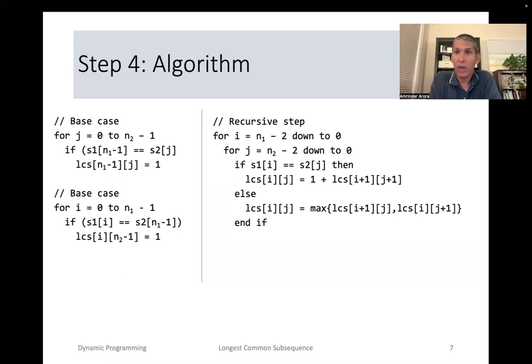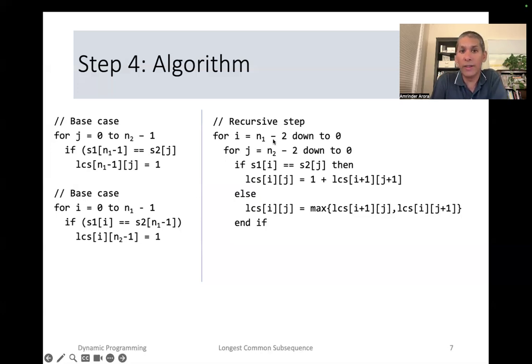In the recursive step, all we have to do is calculate from I equal to N1 minus 2 down to 0. That's because that's the way our recursive formulation has been defined. So we want to compute the higher values of I first here. Then that's all we would do. We would check S1[I] equal to S2[J], just like we said in the recursive formulation. We would say LCS(I, J) is equal to 1 plus LCS(I+1, J+1). And going by the base case that we have established here, we would definitely have computed LCS(I+1, J+1).